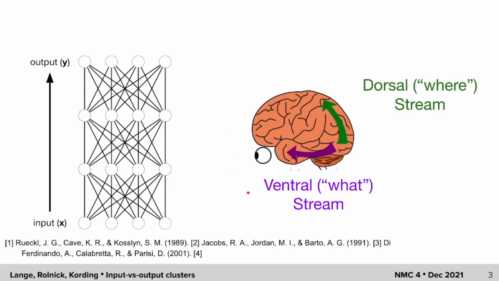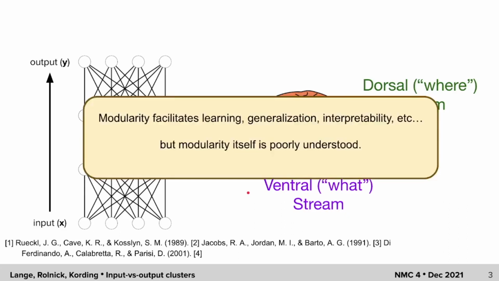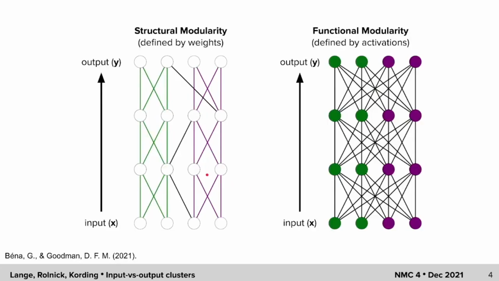For instance, visual information is processed by separate what and where pathways. Such a separation of function into distinct processing modules is thought to facilitate learning, generalization, and interpretability, yet modularity itself is poorly understood. Past work on modularity in neural networks usually takes two approaches. Work on structural modularity operationalizes modules in terms of sparsity in the network weights. We take the second approach of functional modularity, where modules are defined by the role of hidden unit activations.